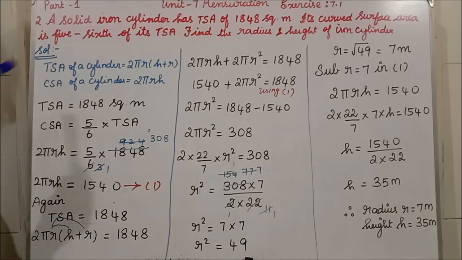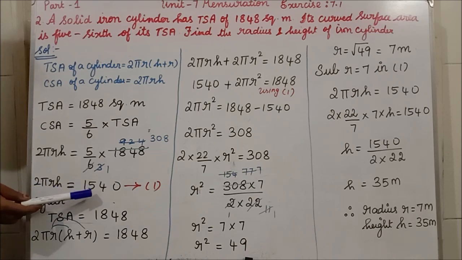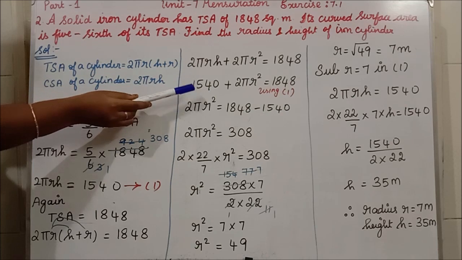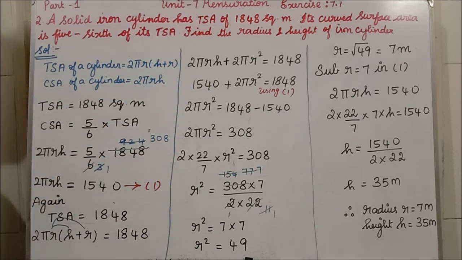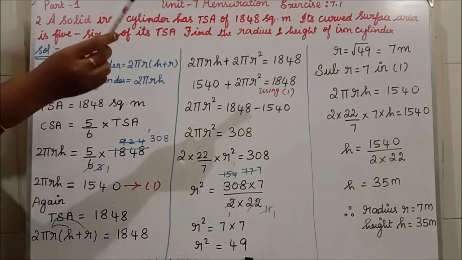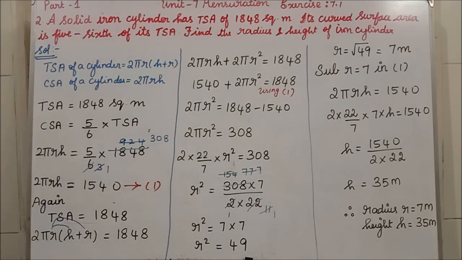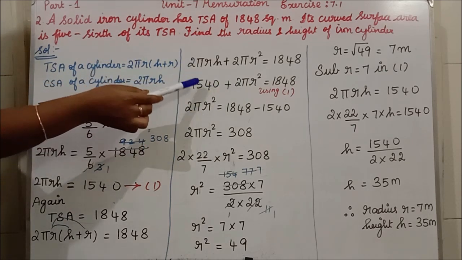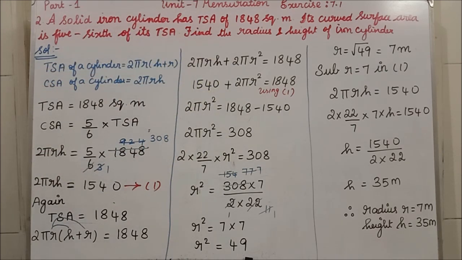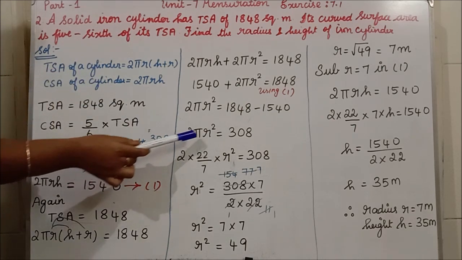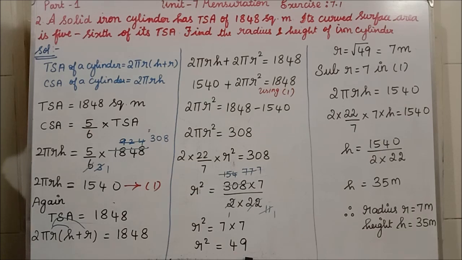is equal to 1848. Okay, now 2 pi r h we are having here. What is the 2 pi r h value we have? 1540. So in its place I am substituting 1540 plus 2 pi r square is equal to 1848. I am writing as such. 2 pi r square alone is on this side. I am taking 1540 to the right hand side, so it will become minus. So 2 pi r square equal to 308 I have got.